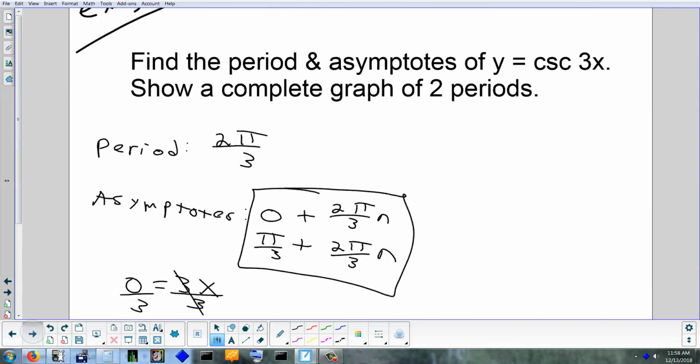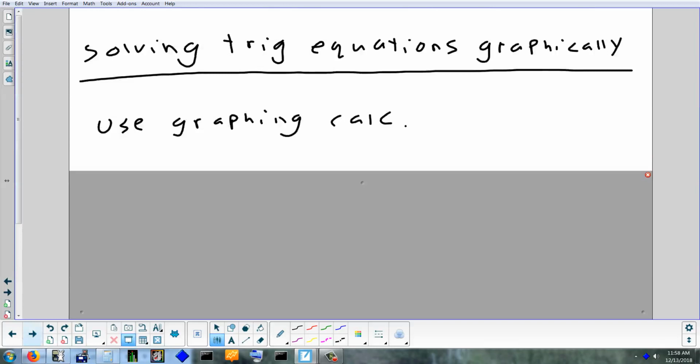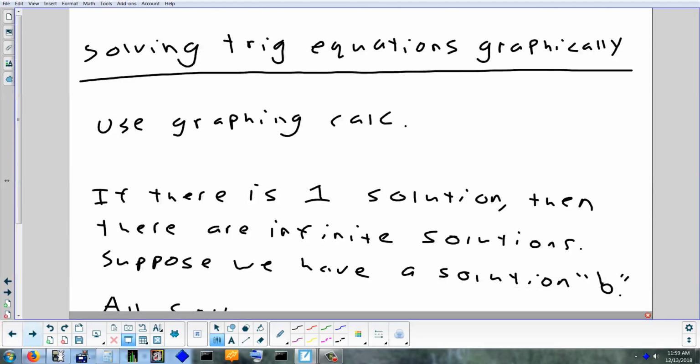All right, and the last thing is solving equations on the calculator. Very similar to what we did yesterday. The only thing that I'm going to add is this. I don't just want you to tell me one specific answer. I want to know every answer. So you have to find one and then put the period times n on the end of it.